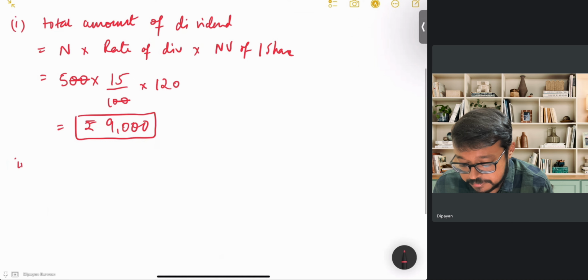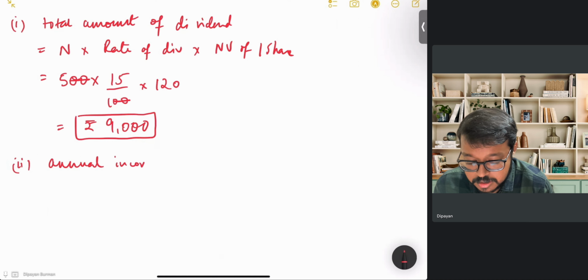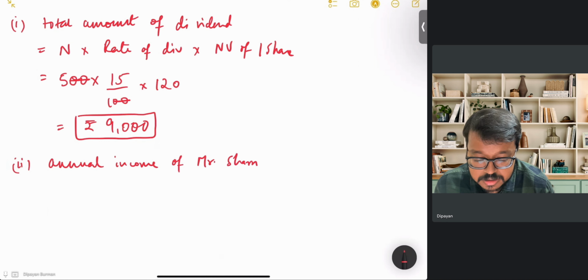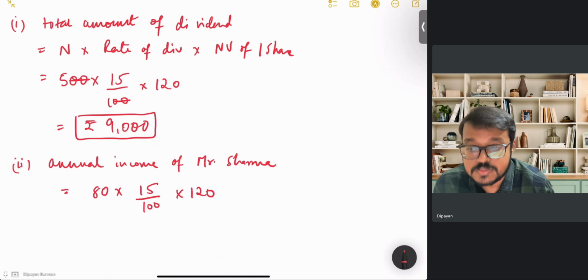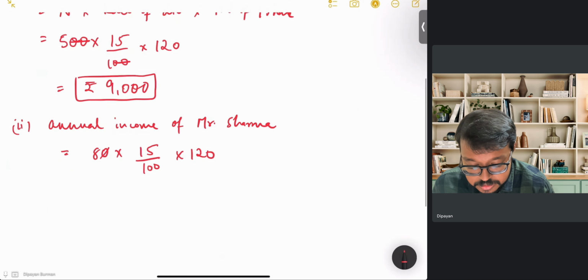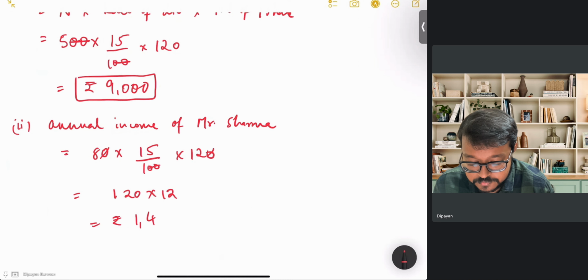So it's very easy. Annual income for Mr. Sharma is equal to number of shares 80 into 15% rate of dividend into nominal value is 120. So if we calculate this, it is 120 into 12, which is rupees 1,440.